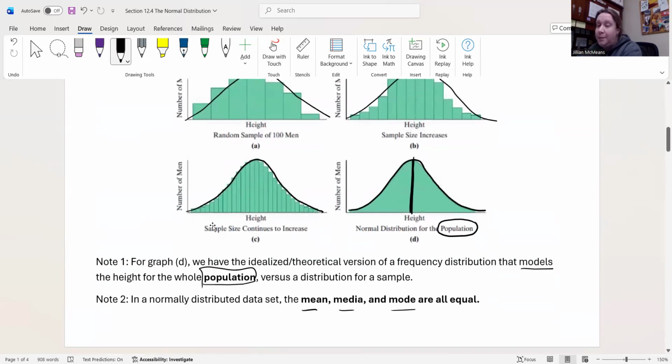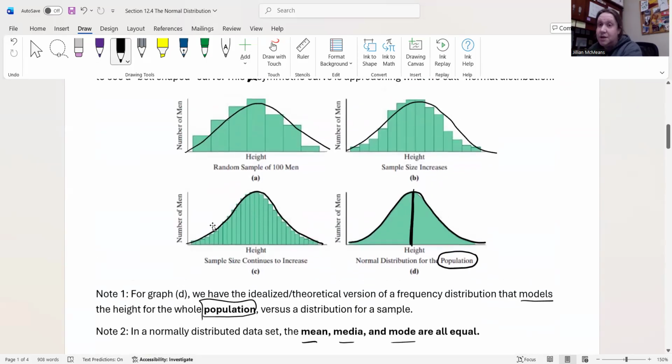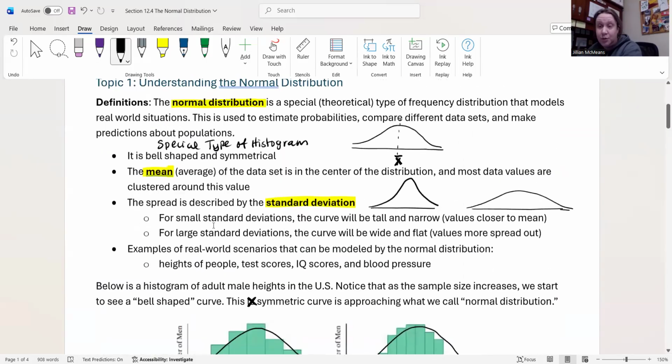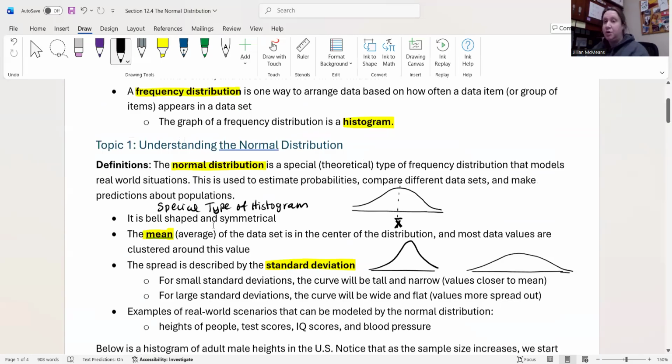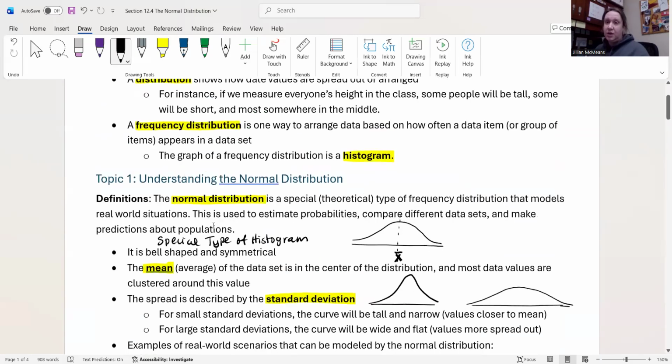When we come back in the next video, we're going to look at something called the empirical rule. It's a way to look at percentages of data that fall within a certain number of standard deviations from the mean.